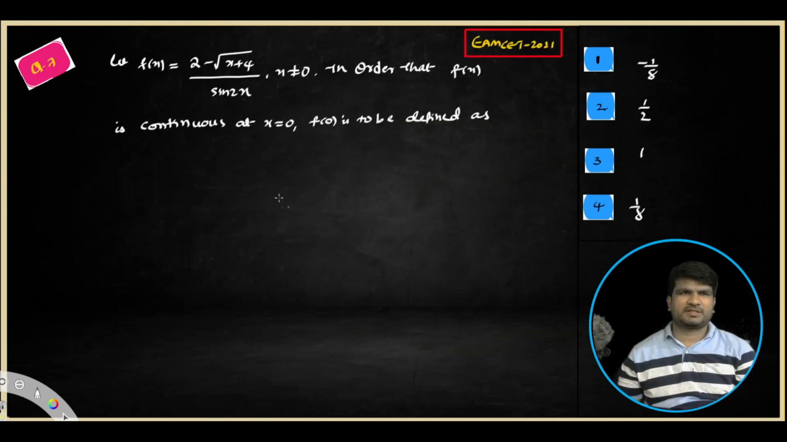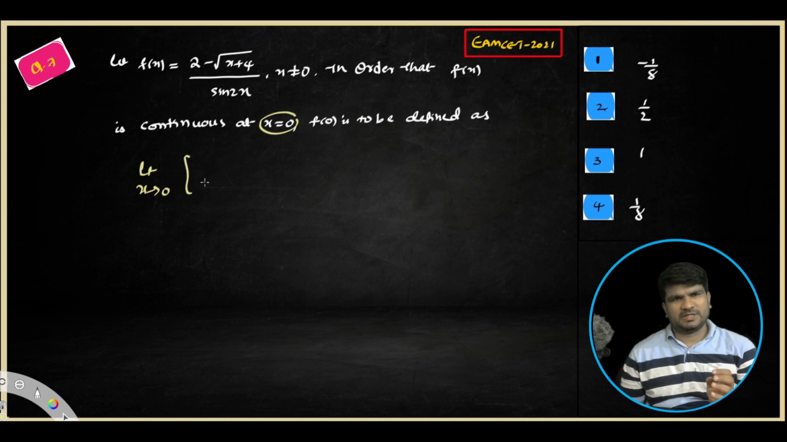Next question is question number 7. Let f of x equals 2 minus root over x plus 4, by sine 2x, where x is not equal to 0. In order that f of x is continuous at x equals 0, f of 0 is to be defined as. We have to find f of 0, which means we have to apply the limit. So limit x tends to 0 of the given function, 2 minus root over x plus 4 by sine 2x. We have to find this.